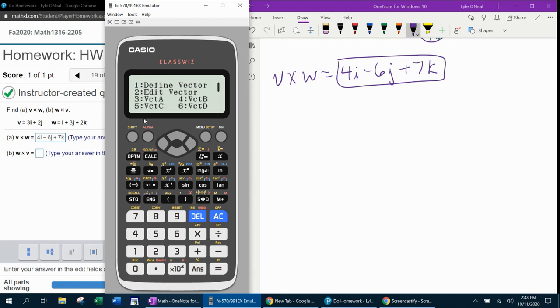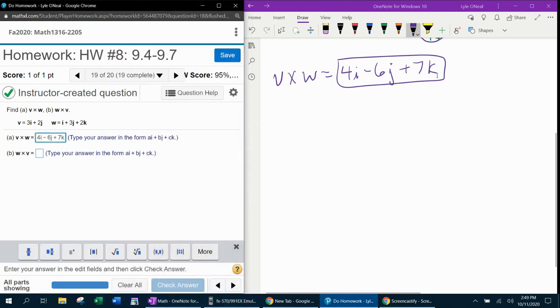Going back to option, we want to select vector A, hitting the times button for the cross product, and then option vector B. And that's going to give you, going down, I, J, and K. 4I minus 6J plus 7K. And that's exactly what we got. And that's how the calculator can do that for you.